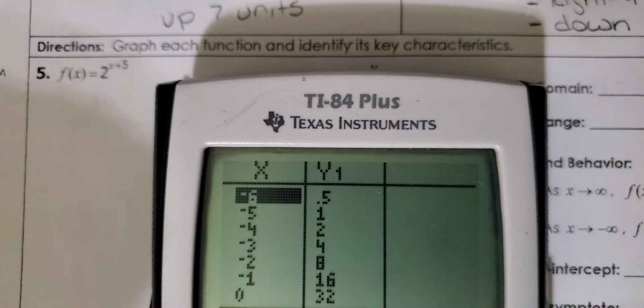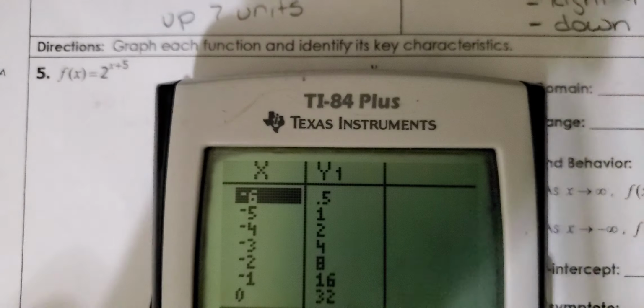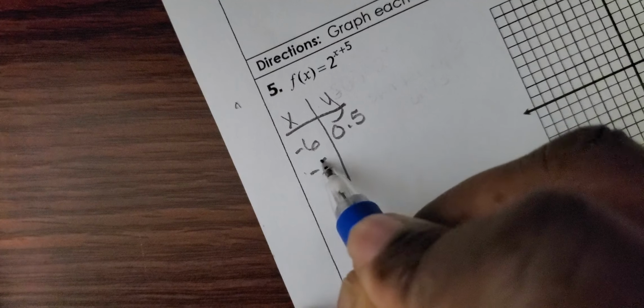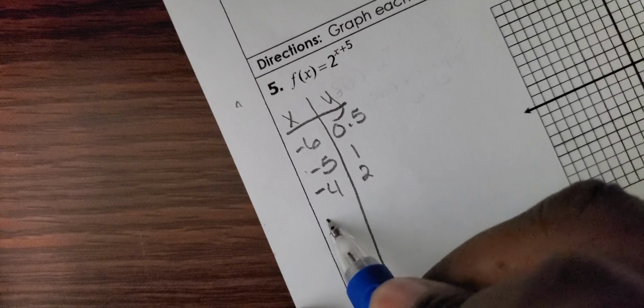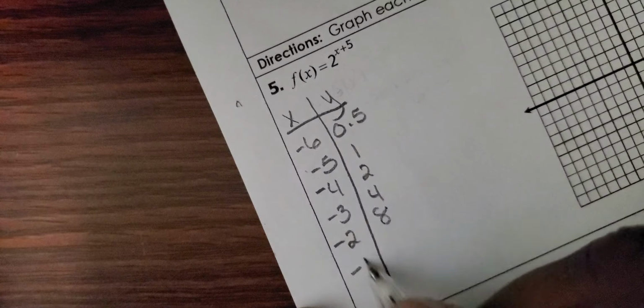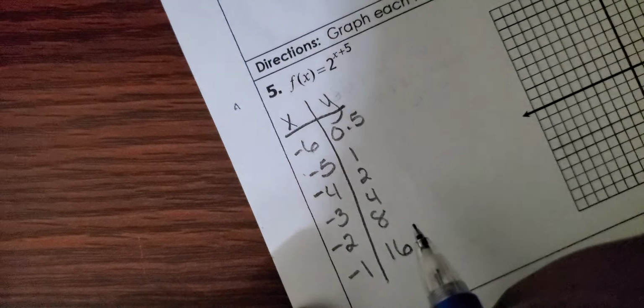So on my paper, I'm going to go from -6 to 0 on the x, and then I'll fill in any y values. So what it would look like is have my x, my y, so -6, 0.5, -5, 1, -4, 2, -3, 4, -2, 8, -1, 16. Okay, and I'm going to pretty much stop there.